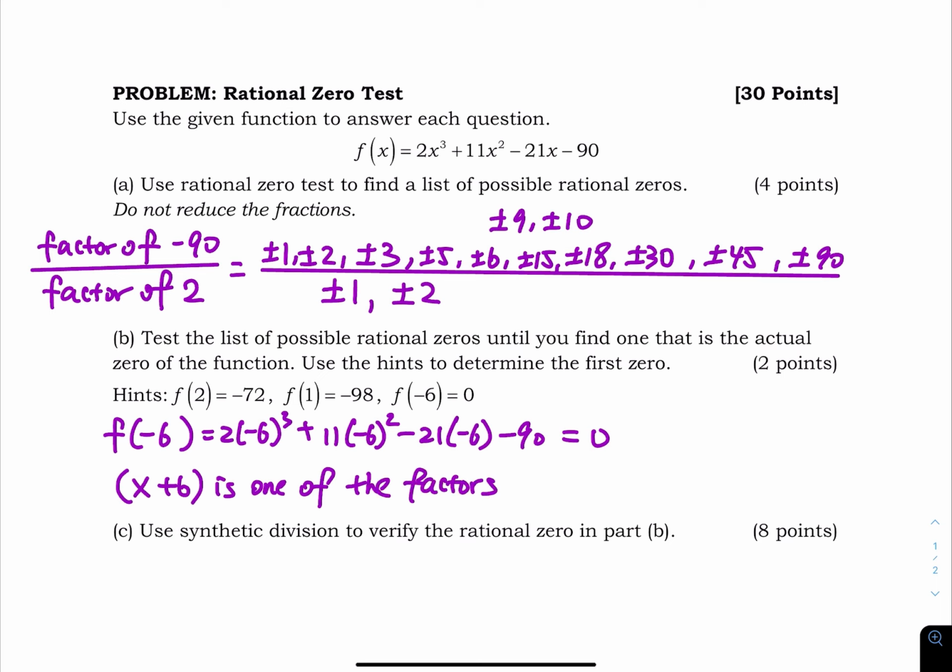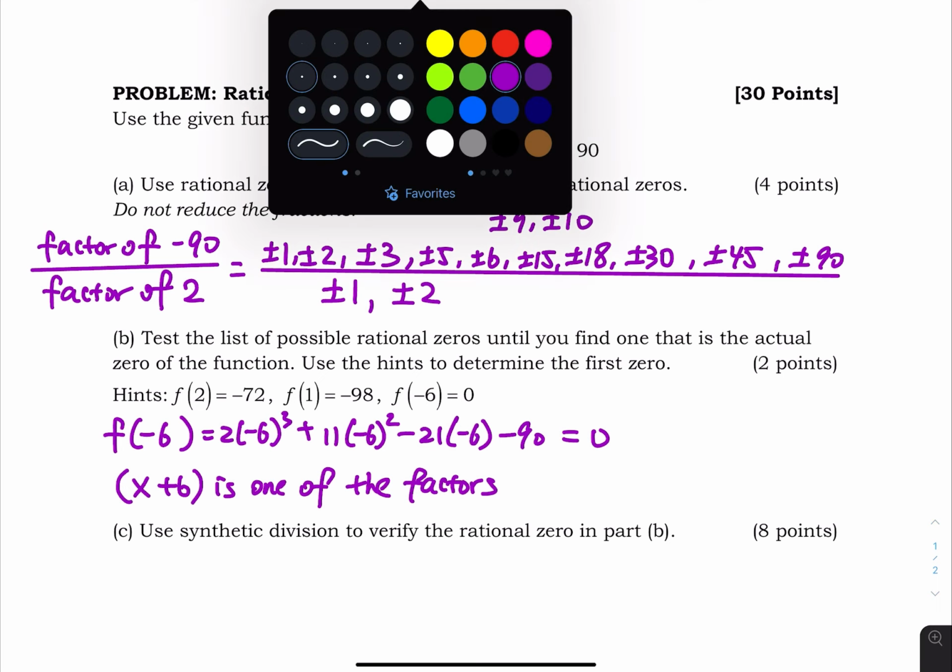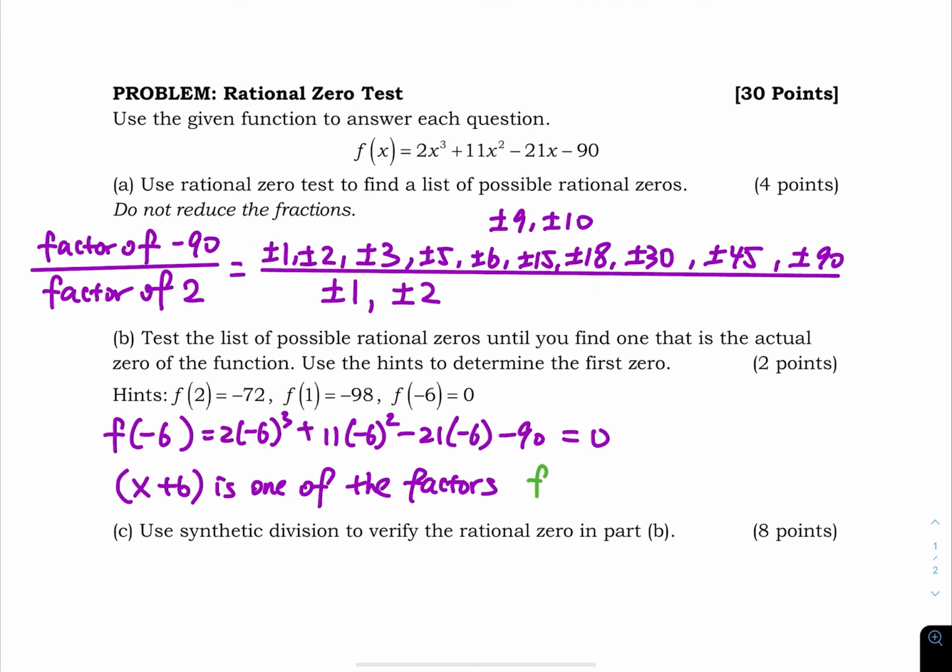That means x plus 6 is one of the factors. You might ask me, no, you said f of negative 6, but now you mention x plus 6. So here is what happened. What we did at this point is, we have f of x equals x plus 6, and this is a first degree, right? And then you still have a second degree, so that will be a 2x squared, and then the rest we just don't know at this point.